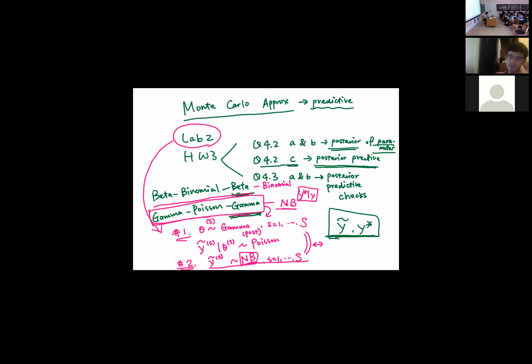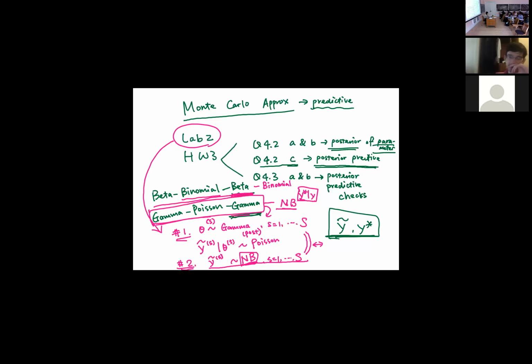If you don't know that, but you still want to generate new data, then I was saying, if you know the posterior of the parameter already, then you can generate from that and then generate the new data from the data model. So in any case, you still know what the posterior distribution is. Okay. Anything else about this Monte Carlo approximation and then predictive distribution in general?